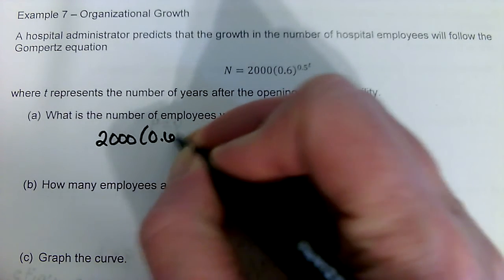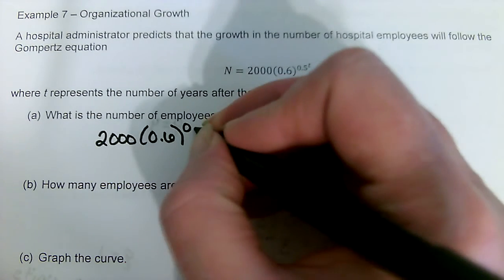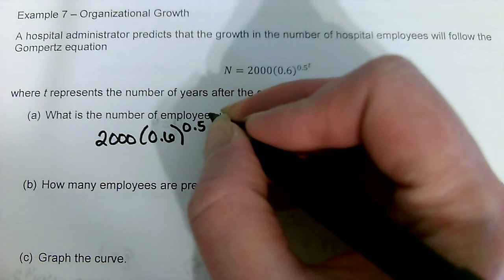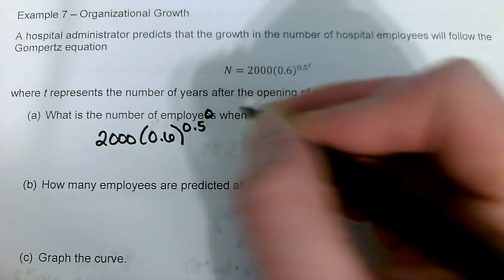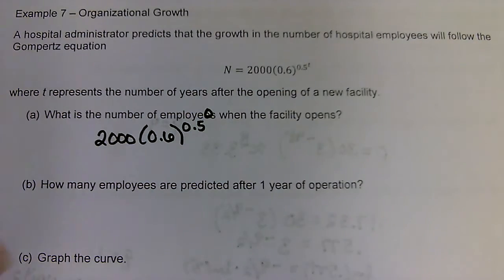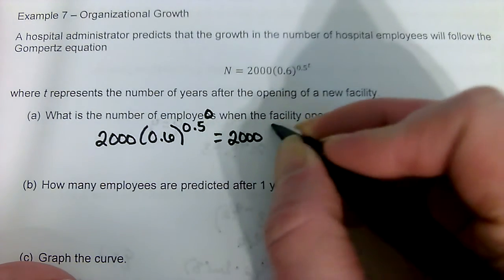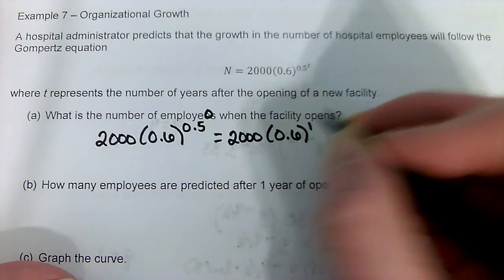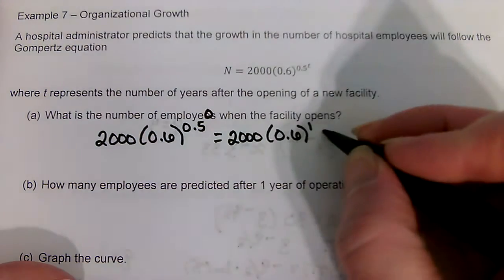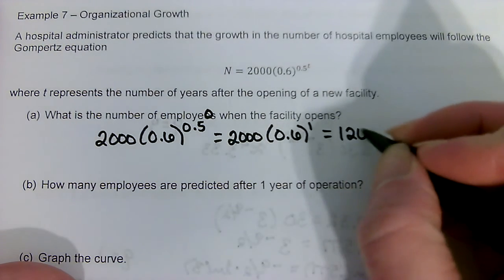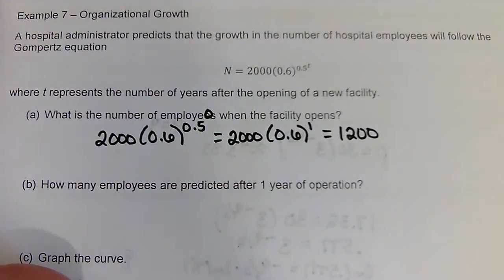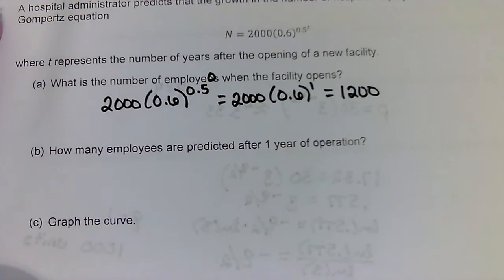So if you plug in 0 for time, we're going to actually get 2,000 times 0.6 to the 0.5 to the 0. And so I was mistaken on that other one about the deer. We should have done it right to the 0 power. So that ends up giving me a 1 here. And I end up actually with 1,200. So I apologize for the mistake on the deer one. We needed to plug in everything.